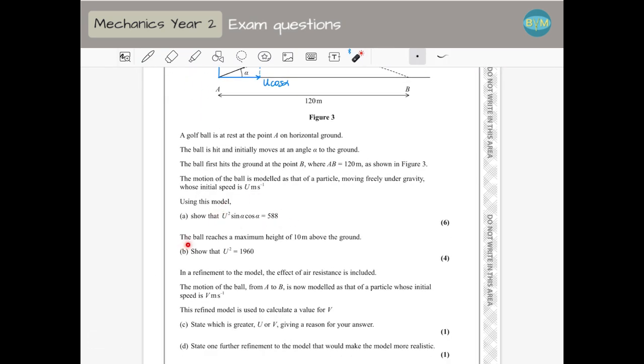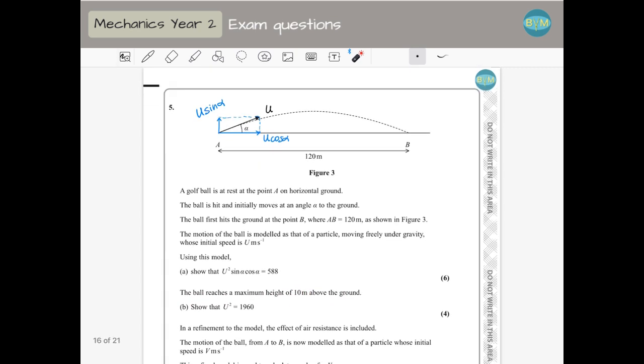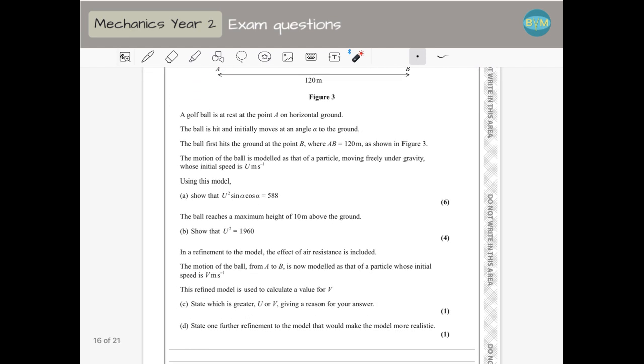Then for B, they say the ball reaches a maximum height of 10 meters above the ground. So the height here is going to be 10 meters. And I need to show that u squared is 1960.